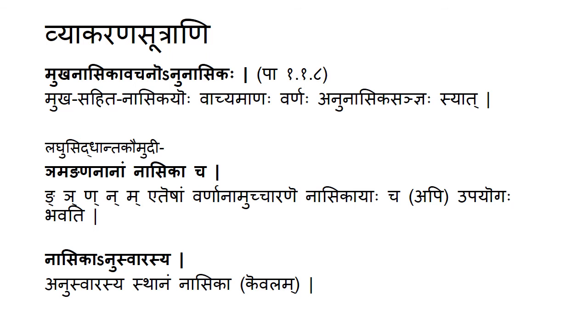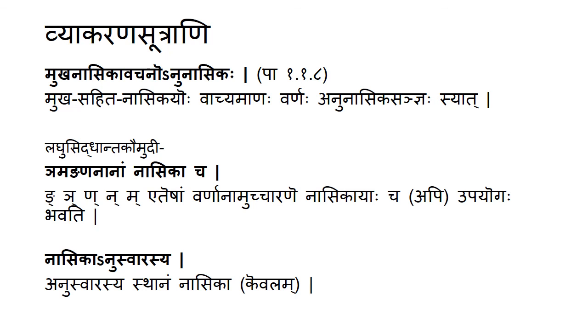The last letter of each of those series. Here, Nga, Nya, Na, Na, Ma. To pronounce these, Nasika and Mukha both are used. So these are Anunasika sounds. Now the last one is important. Nasika Anuswarasya means Anuswarasya sthanam Nasika. So it does not say Mukham cha. It is only Nasika, Kevalam Nasika. So to pronounce Anuswara, only Nasika is used.